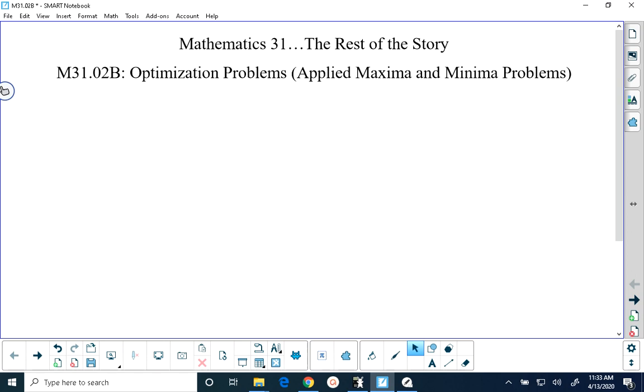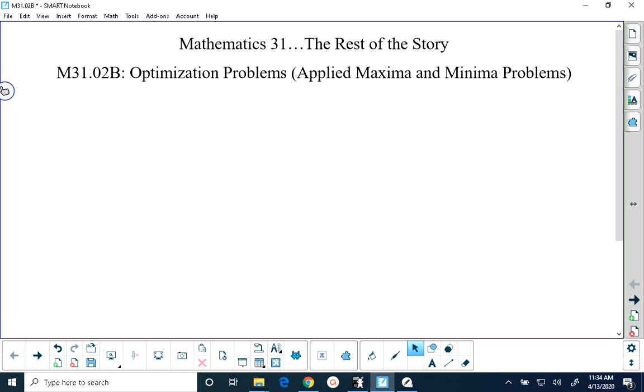We're going to be moving on today and just continuing with the same type of problems that we were working on last time, max-min problems or optimization problems. We're going to be doing this today and tomorrow and I believe Friday as well.